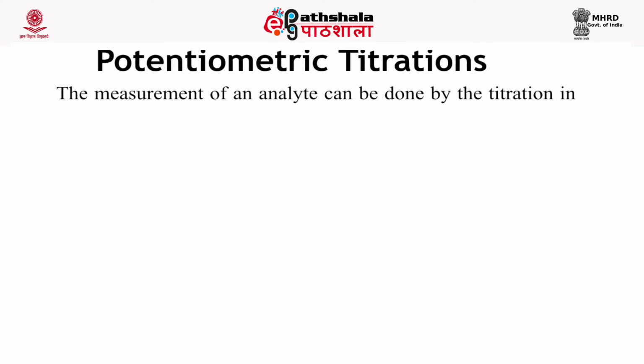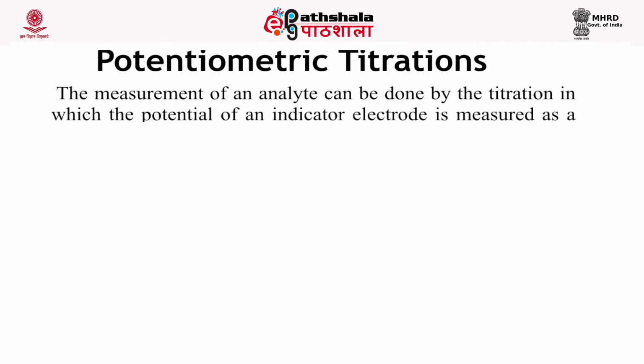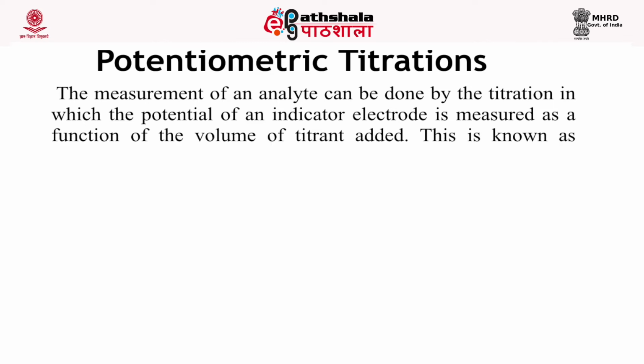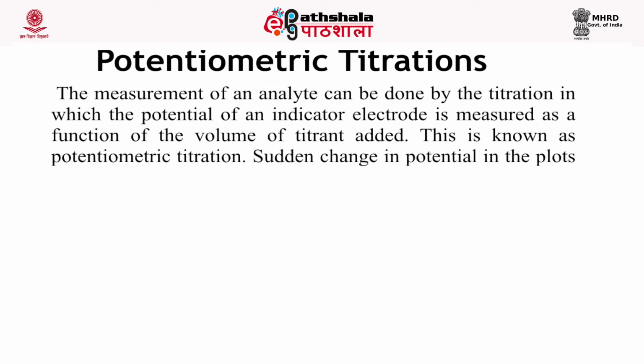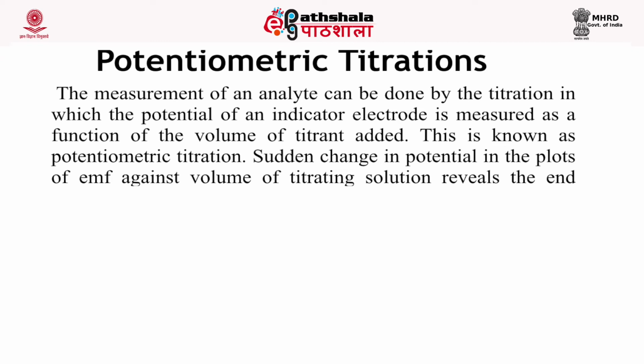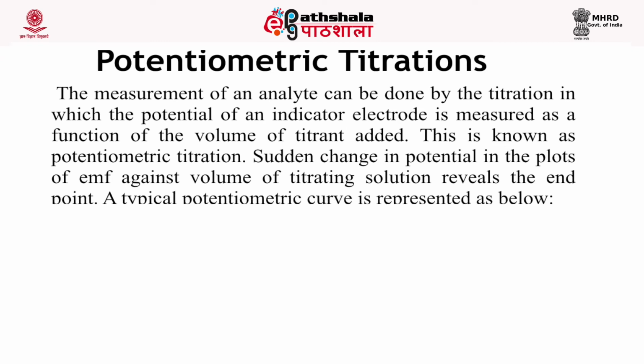Potentiometric titrations. The measurement of an analyte can be done by titration, in which the potential of an indicator is measured as a function of the volume of titrant added. This is known as potentiometric titration. Sudden changes in the potential or EMF against volume of titrating solution reveal the endpoint. A typical potentiometric curve is shown.